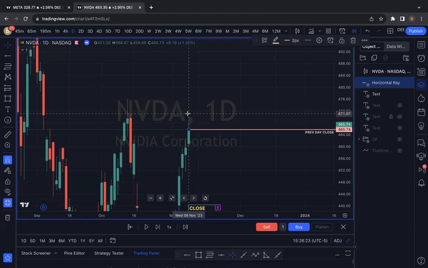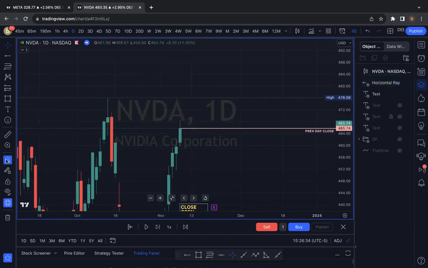Okay. So if you want to just make sure and double check yourself, if you look at the C, that stands for close, and you can see that it matches up with what we have right here. Okay. And you always want to turn your magnet on anytime you're looking for exact values. You always want to turn your magnet on over here. Okay.